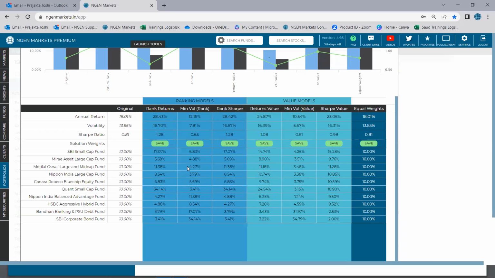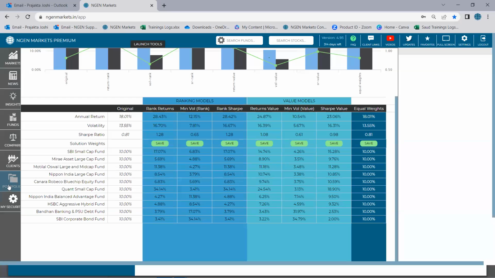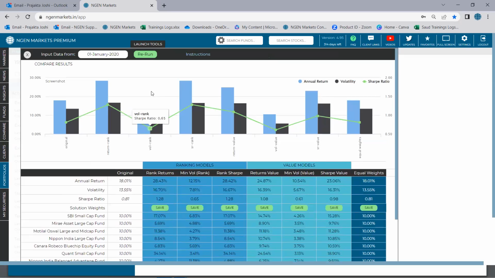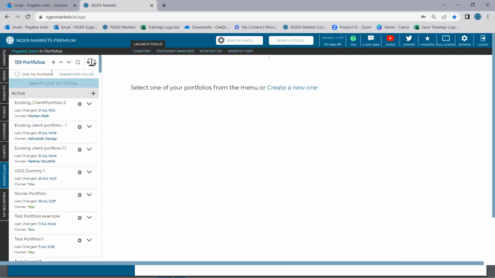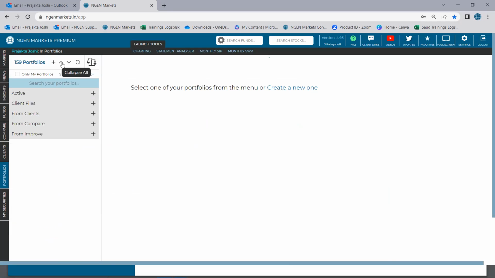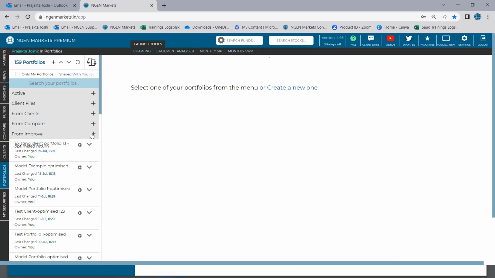Once I do that, this portfolio will be saved in your portfolio section, because we have saved this from the improve model that we have just seen. It will be saved in the improve folder. How do you locate that folder? Just click on collapse all, which is at the top. This is a dynamic folder management system that we have. If you click on collapse all, you will see all the folders that are currently there. Because this was created from the improve option, just click on this and you will see existing client portfolio 1.1 optimized return. This was the one that we just created. This has now been saved.